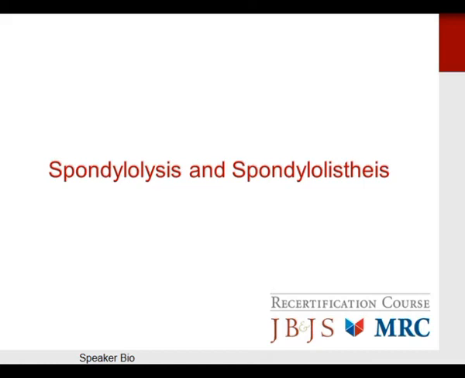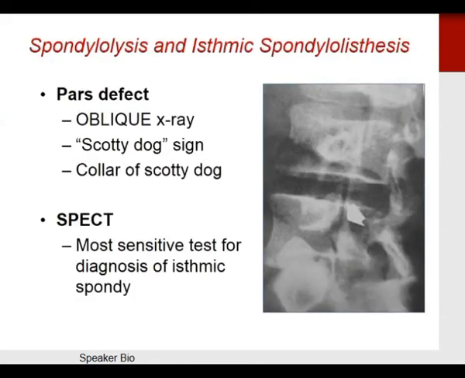Spondylolysis and spondylolisthesis. Oblique radiographs are able to identify the pars. This is the Scotty dog sign, which is the collar noted here, which is the pars interarticularis, and it's suggestive of an isthmic slip or isthmic pars defect. Remember that the SPECT scan is the most sensitive test for the diagnosis of isthmic spondylolisthesis.